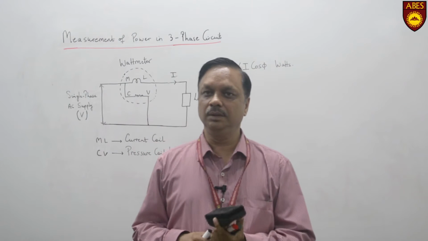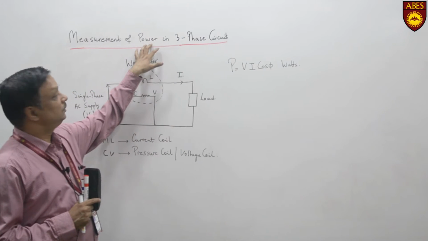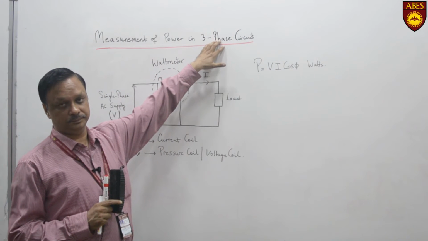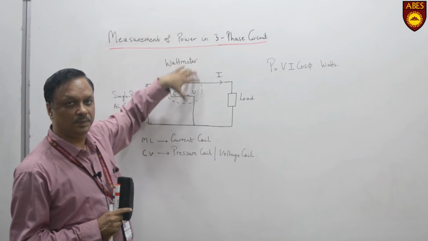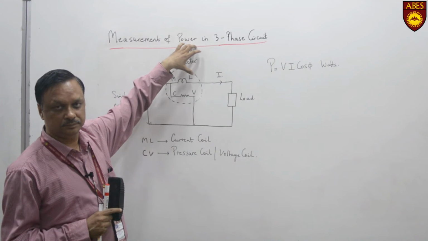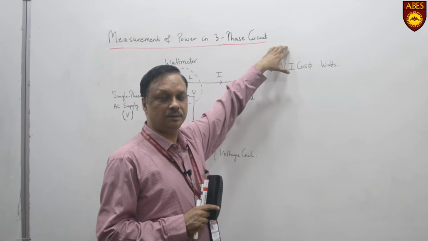Now today I will teach about measurement of three-phase power in three-phase circuit. For measurement of power in three-phase circuit, we require a meter that is known as wattmeter. Power in three-phase circuits consists of three parts.